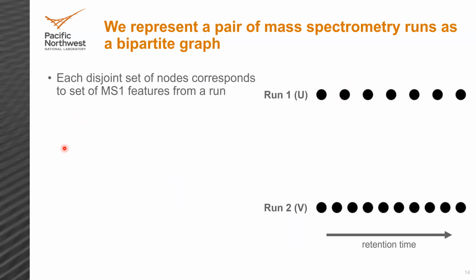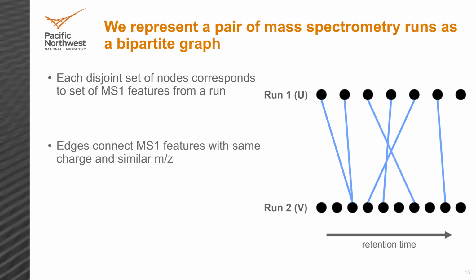We represent a pair of mass spectrometry runs as a bipartite graph. A bipartite graph has 2 sets of disjoint nodes and edges that link nodes in the 2 disjoint sets. In our setting, we have the set of MS1 features from one run and the set of MS1 features from the second run. Edges link MS1 features that have the same exact charge and similar m/z.